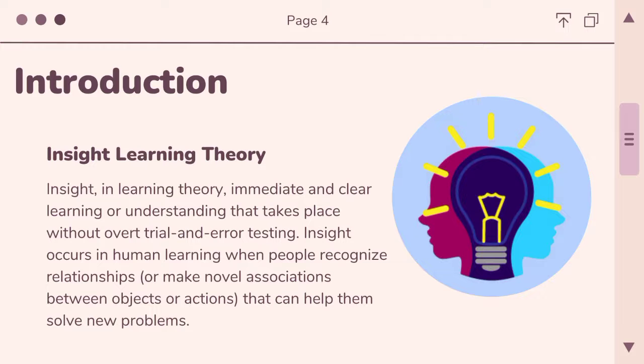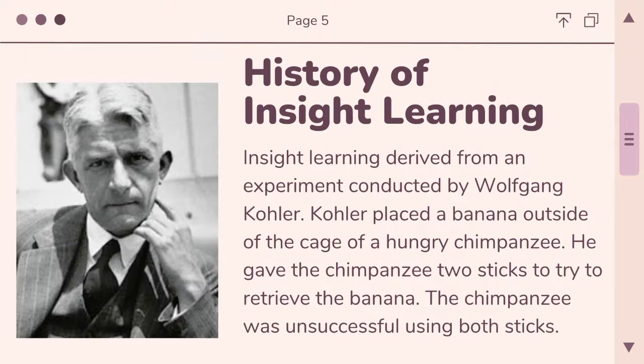presentations of that problem. In history, insight learning derived from an experiment conducted by Wolfgang Kohler. In the experiment, Kohler placed a banana outside of the cage of a hungry chimp. He gave the chimp two sticks to try to retrieve the banana. The chimp was unsuccessful using both sticks.